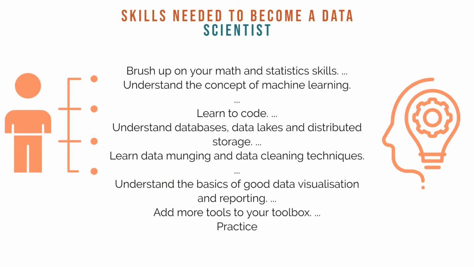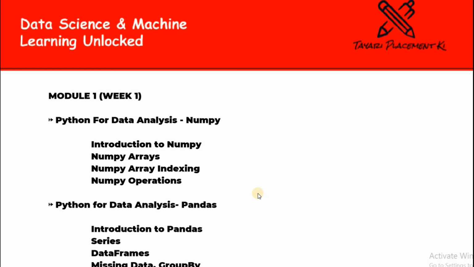Let's see the skills needed to become a data scientist. First of all, you have to brush up on your math and statistics skills, understand the concepts of machine learning, learn to code, understand databases, data lakes and distributed storage, learn data mining and data cleaning techniques, understand the basics of good data visualization and reporting, add more tools to your toolbox, and the most important thing, you need to practice all this. These are the things we are going to discuss throughout this series.